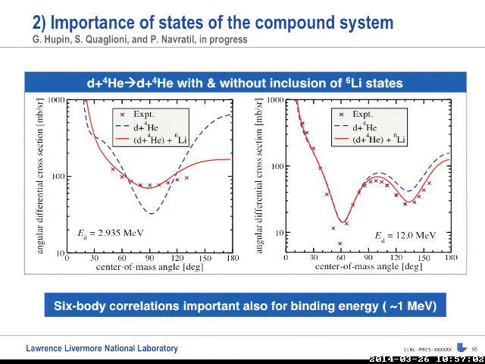Then the other thing is the importance of states of the compound system. My caption here is fairly vague. These are angular differential cross-sections for deuterium scattering on helium-4 at two different energies, one low and one higher. The model space was deuterium with many pseudo-states in several channels, and the helium-4 just in its ground state.